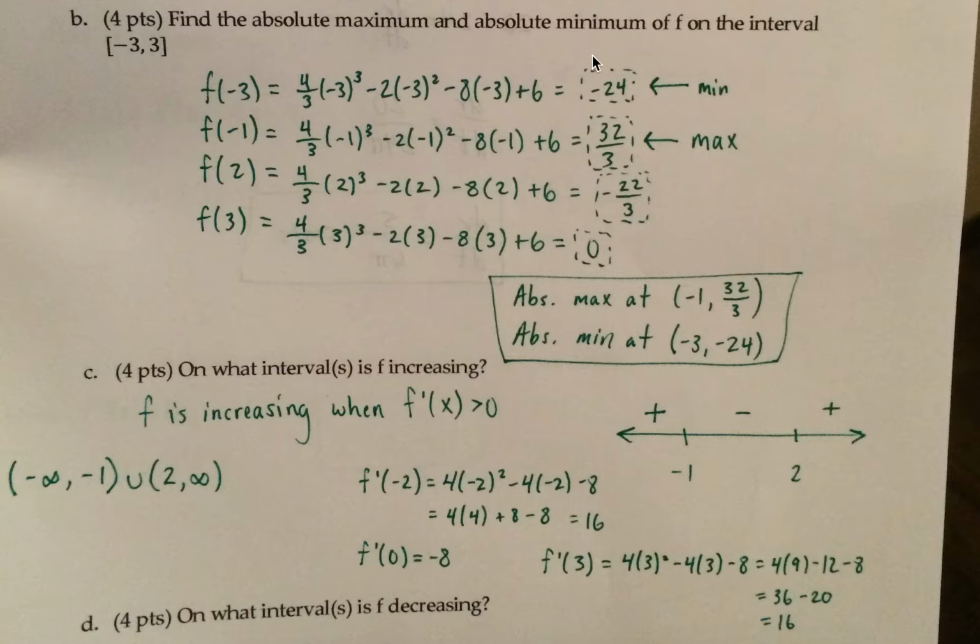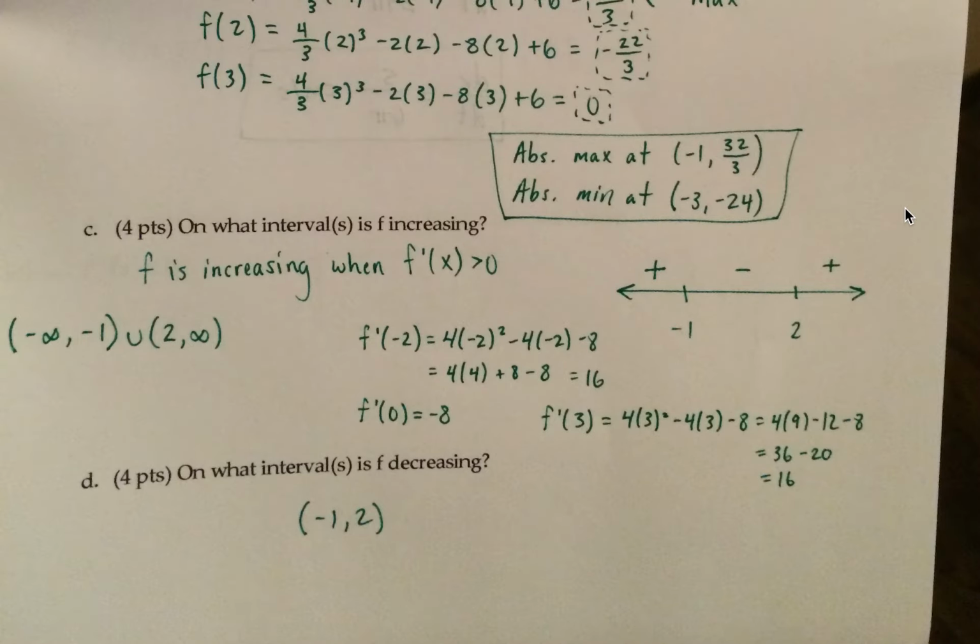So the question is, of all of these y values that I sort of dotted boxed, what is the highest and the lowest? So if you look through, there are a couple negative numbers. -24 is much more negative than -22/3. So that's going to be our absolute minimum. This will be our absolute maximum, 32/3. So our absolute max occurs at, and I'm going to list the actual point here, -1 comma 32/3. So x was -1 and y was 32/3. So I'm going to put the x, y pair there together. The minimum occurred at -3 for the x and -24 for the y.